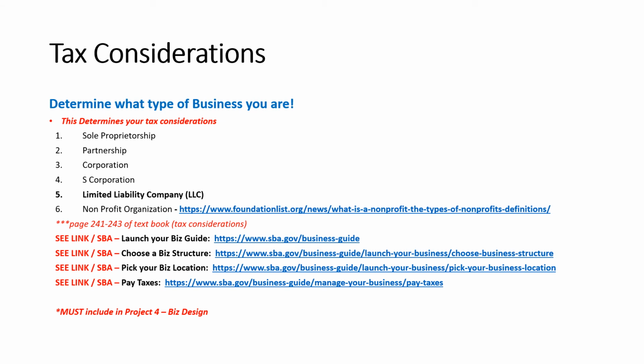So tax considerations. This is what you're going to need to include here with project 4 when you talk about your business design, as you did at the beginning of project 3. You want to add now the type of business you are based on tax considerations. We're going to talk about 6 different types, but these are some links where it gives you some great actual data and information from the Small Business Administration, where you have a launch your business guide. Within that, you choose your business structure. Like I said, you need to pick a specific business type that we're going to talk about here. Then you want to look at your location, and that'll determine what your taxes are.